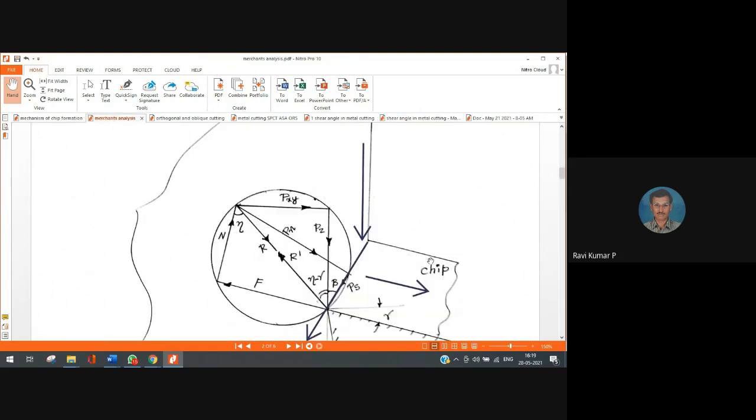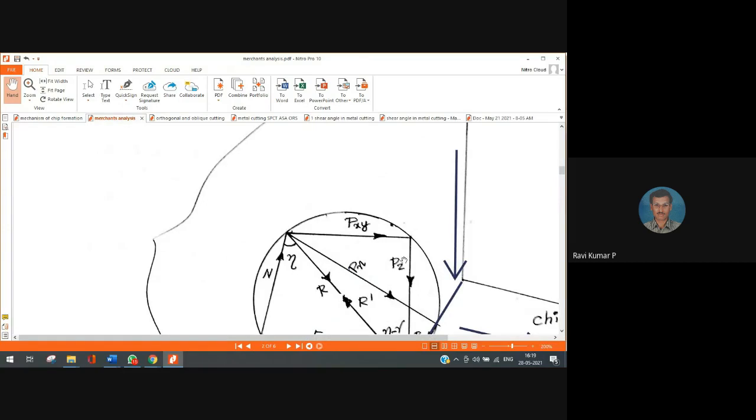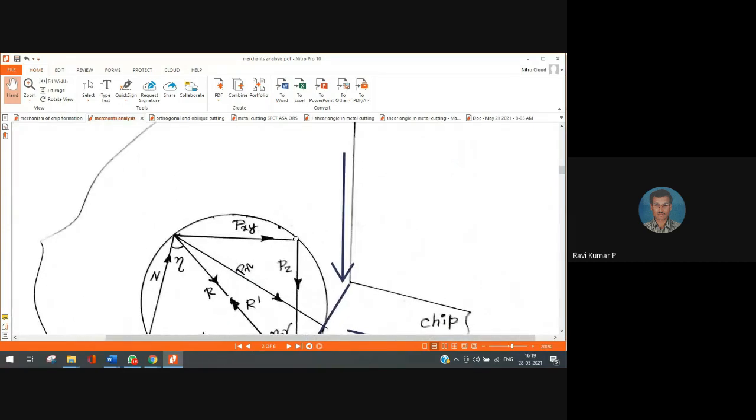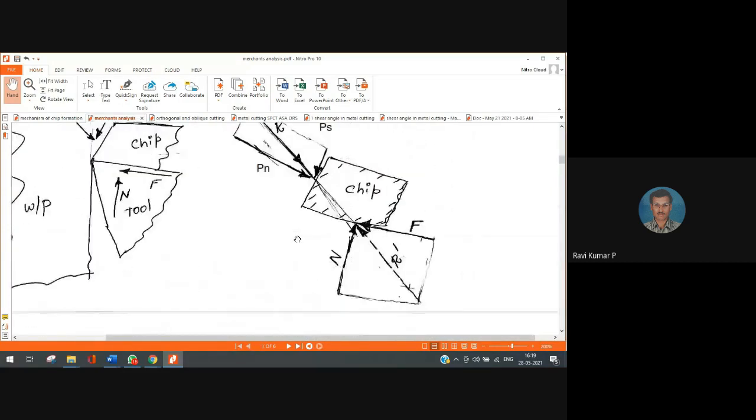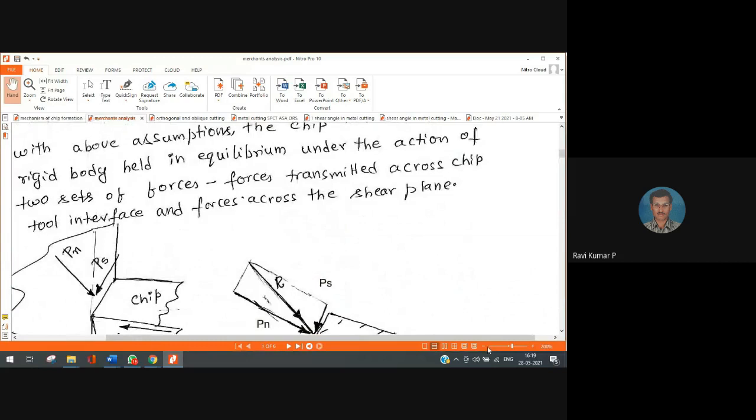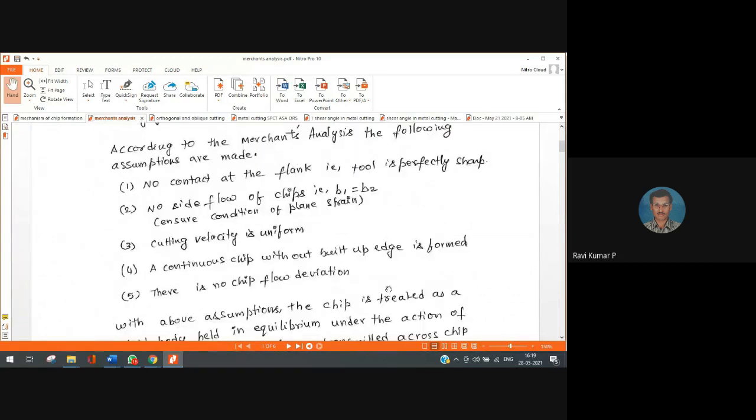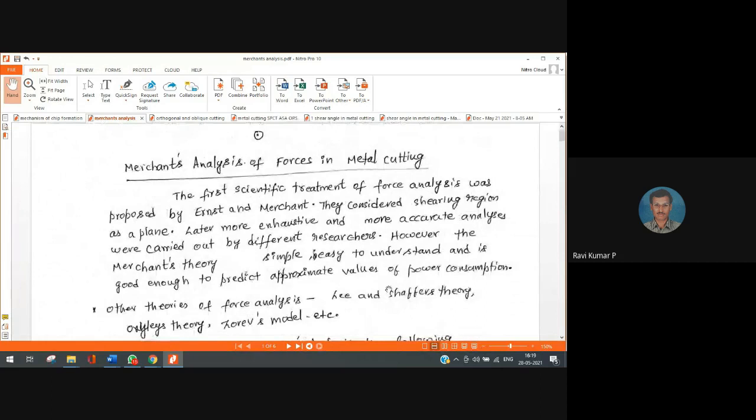Next, we shall talk about Merchant's analysis. What is this Merchant's analysis? What does this Merchant's analysis tell? Look here. It is the first scientific treatment of the force analysis. What is the meaning of force analysis? We should be able to find out the resultant of forces.